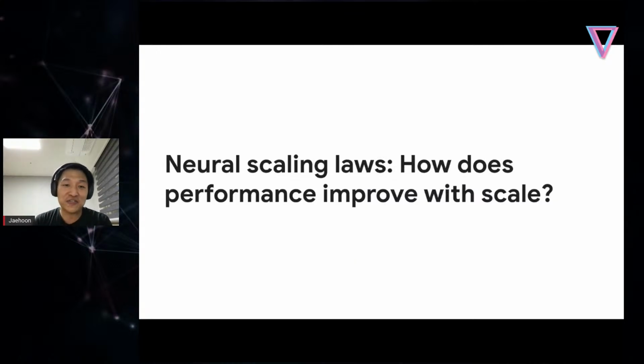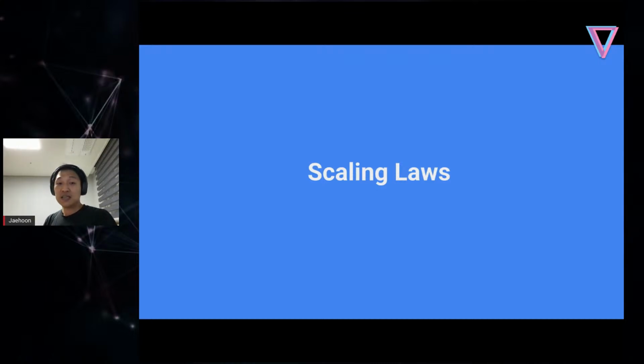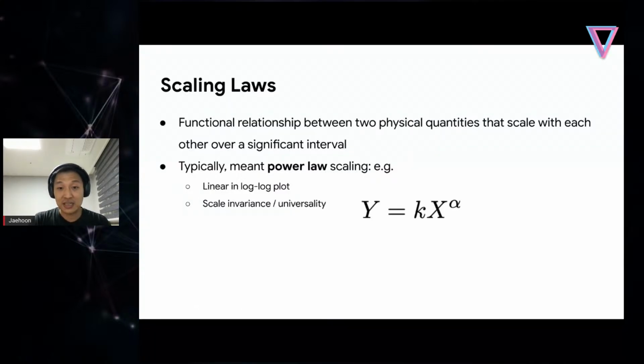So I hope by now you're convinced that studying the scaling behavior of neural networks is important and somewhat interesting. The main goal in this line of work is that we'd like to describe how performance improves with scale. So let's discuss what precisely we mean by scaling laws and how they appear in deep learning. Recall that most physical laws are often seen as scaling laws. Something as simple as computing areas or volumes, or Newton's law of gravity, can be thought of as scaling laws. Naively, a scaling law just means a functional relationship between two physical quantities that scale with each other over a significant interval.